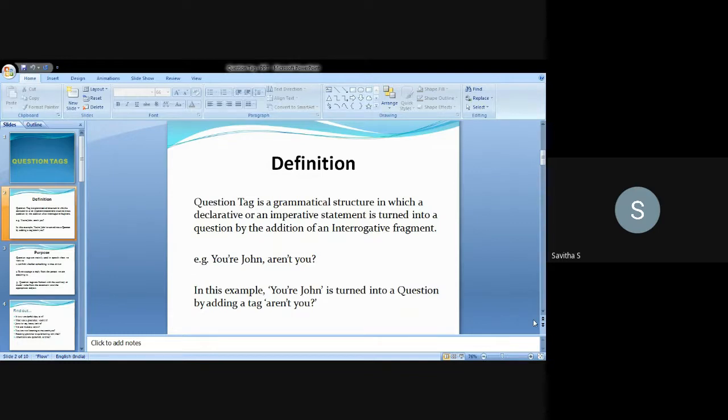Let us see the definition of question tags. It's a grammatical structure in which a declarative or an imperative statement is turned into a question by the addition of an interrogative fragment. Look at the example given here. You are John, aren't you? Here in this example, "you are John" is turned into a question by adding a tag, "aren't you?"